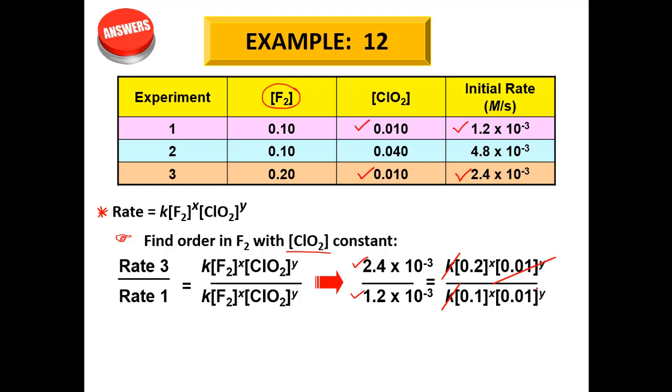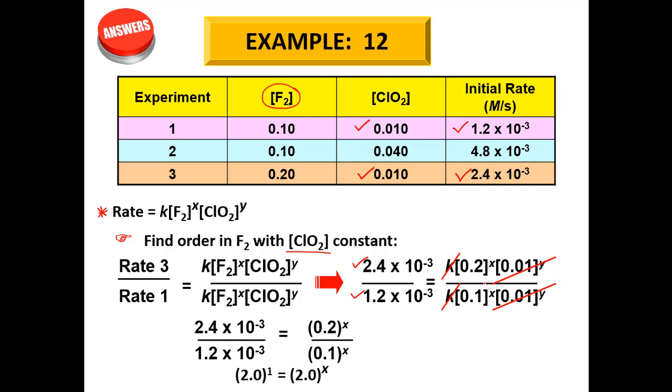Okay, so bila kita pilih concentration yang sama, yang ClO2 tu akan hilang, tinggal F2 punya sahaja. So nanti kita boleh selesaikan. X kuasa berapa? So nilai X adalah 1, because 2 to the power of X, which is 2 to the power of 1, is equals to 2. So nilai X kita adalah 1. So apa maksud dia? Reaction tu adalah first order with respect to F2.